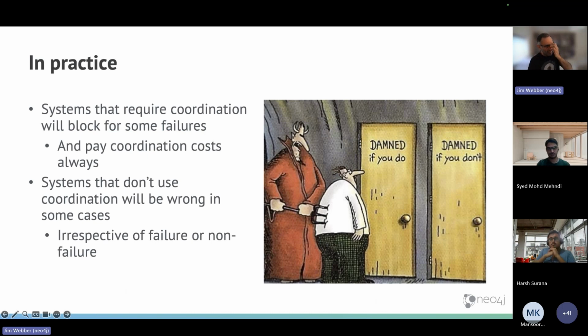Now, in practice, if you're doing a consensus algorithm, systems that require coordination will block for some failures, right? They will not give an answer because they would prefer to not give an answer than give an incorrect answer. But they will always pay the costs of coordinating, right? So consensus requires a coordination algorithm which makes sure all computers agree on the same value. Systems that don't use coordination, these eventually consistent systems, will be wrong in some cases. Whether that's a failure or a non-failure case, it doesn't matter because they give no recency or consistency guarantees. So you're always going to get some stale data from those folks.